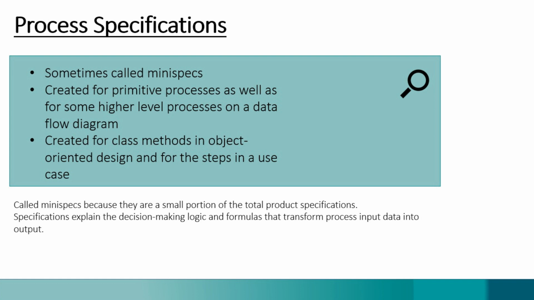Its objective is to flow down and specify regulatory and engineering requirements and procedures. They are called mini-specs because they are a small portion of the total product specifications. Specifications explain the decision-making logic and formulas that transform process input data into output.